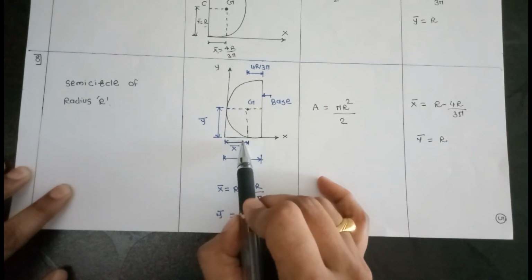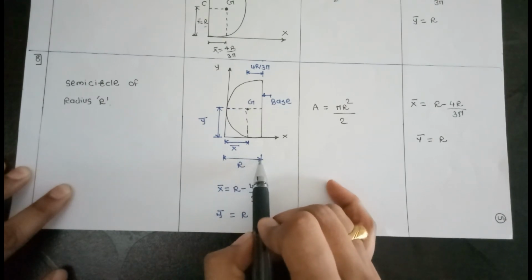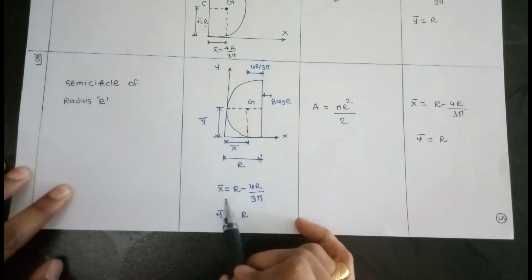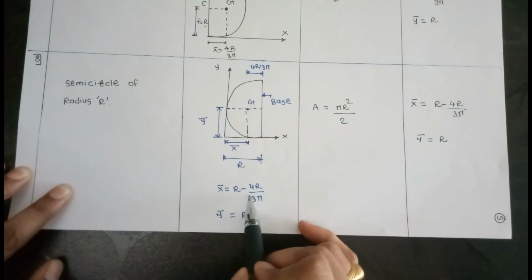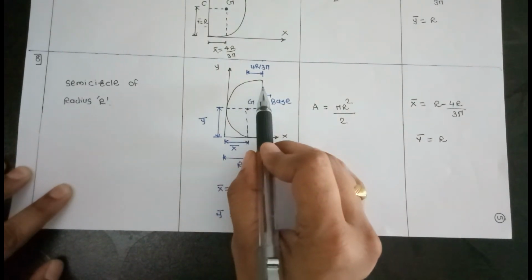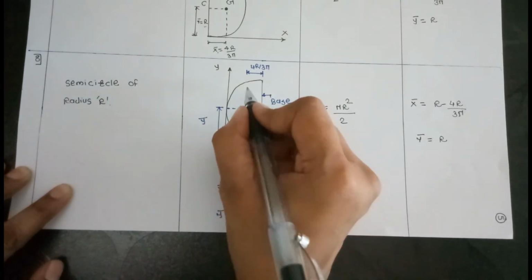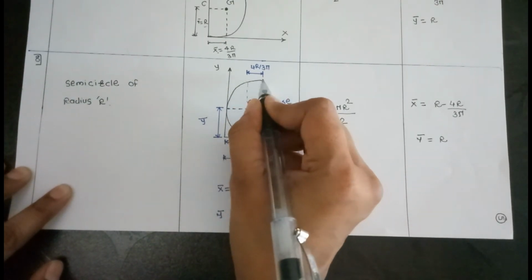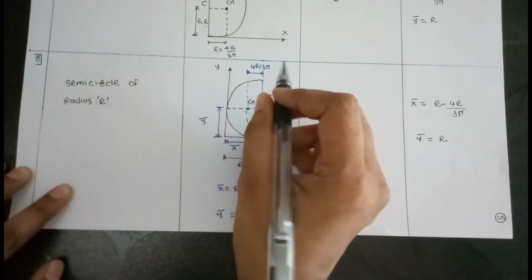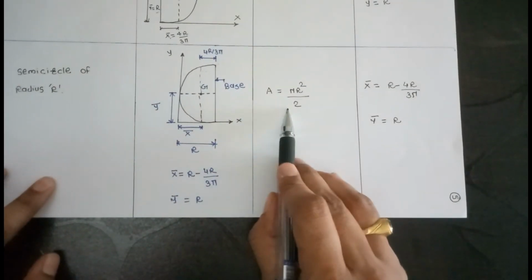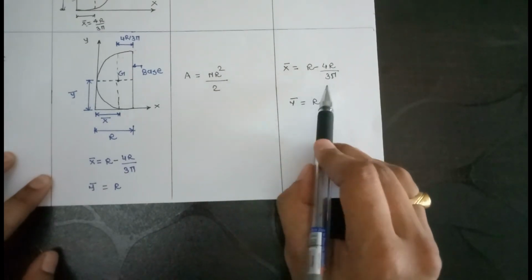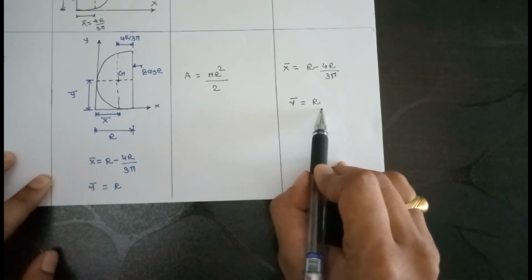So how to calculate x bar? Total is r. The distance from G to the base is 4r by 3 pi. So x bar is equal to r minus 4r by 3 pi, means this portion is minus, then we get this portion. So area of semicircle is equal to pi r square by 2, and x bar is equal to r minus 4r by 3 pi, and y bar is equal to r.